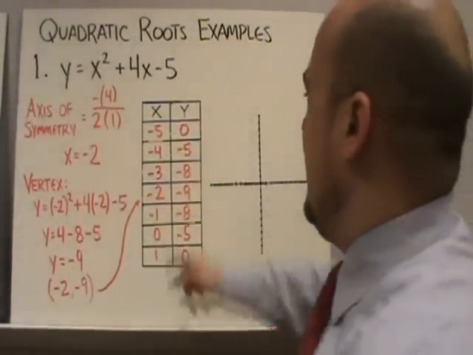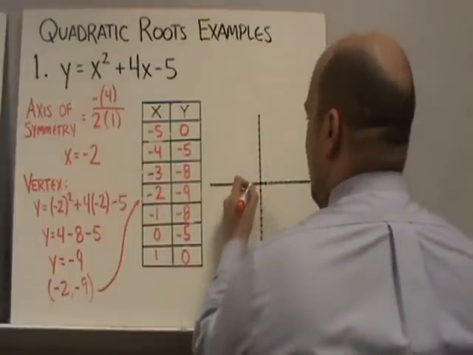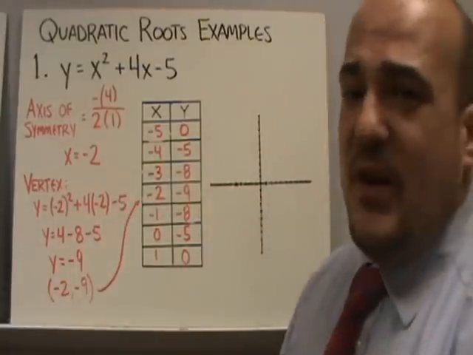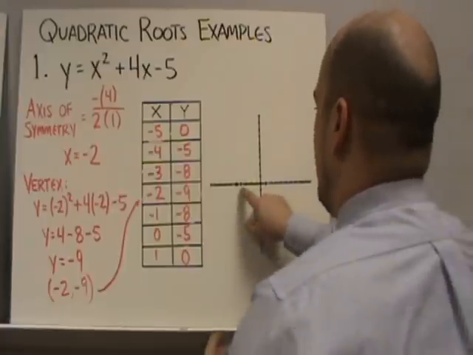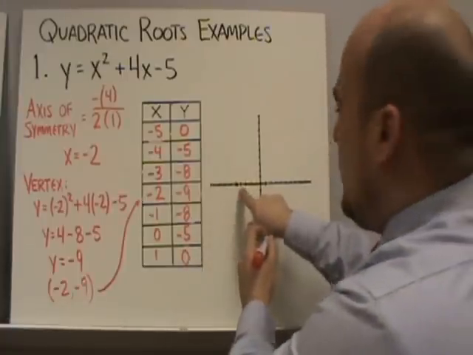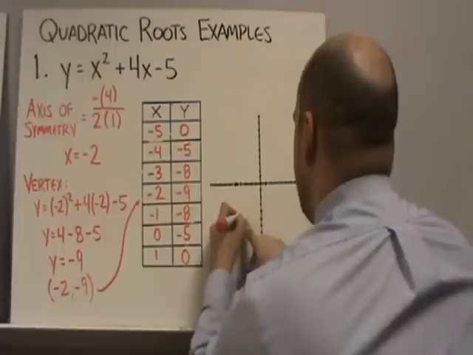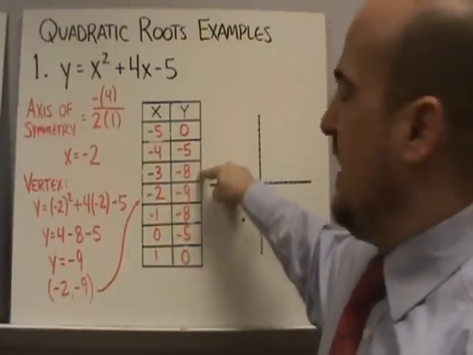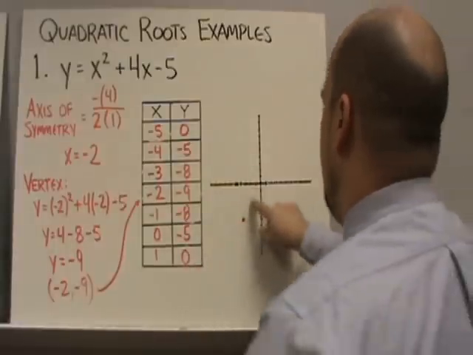My first point is negative 5, 0. So I'm going to go over 5, up 0. My second point is negative 4, negative 5. So I'm going to go to the left 4 and then down 5. My third point is negative 3, negative 8.